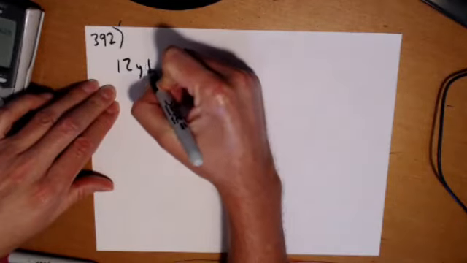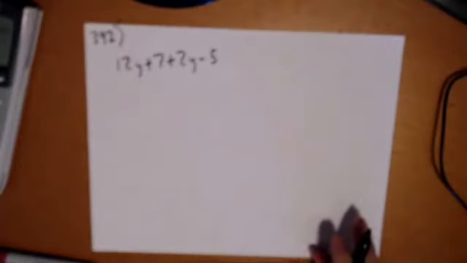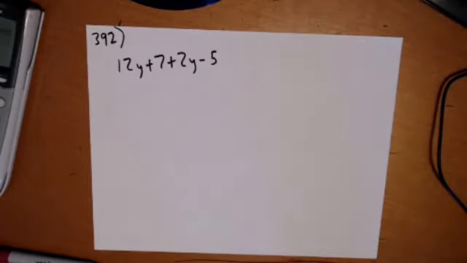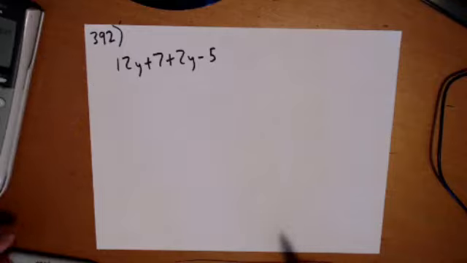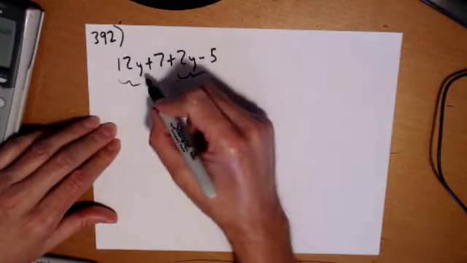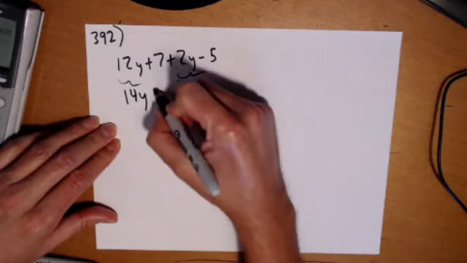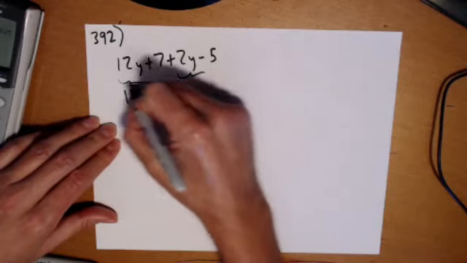I will write down the problem. 392. So it's 12y plus 7 plus 2y minus 5. It says simplify. Okay, and then I'll go back and I'll watch what I'm doing. So I see we got some y stuff, and then we got some number stuff. So combine like terms. 12y and 2y is 14y. The 7 and the minus 5 is positive 2. Boom, done.